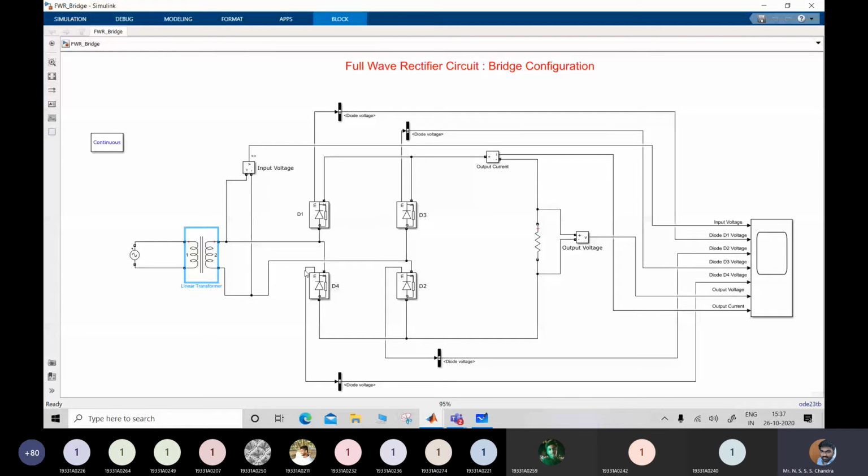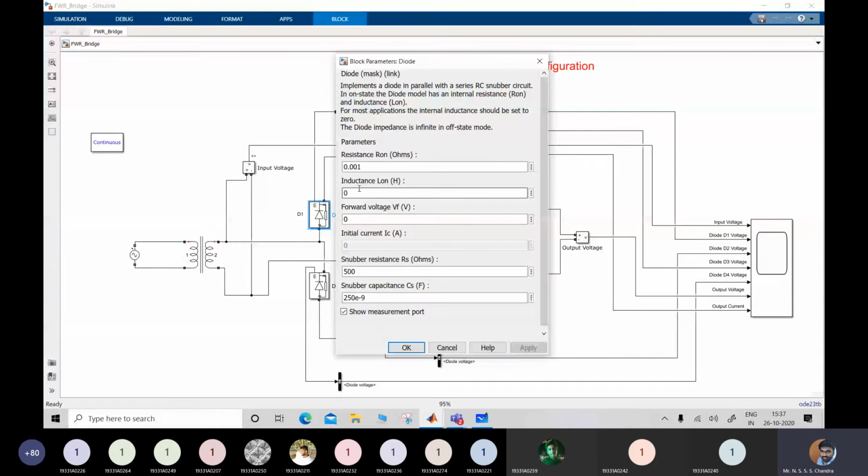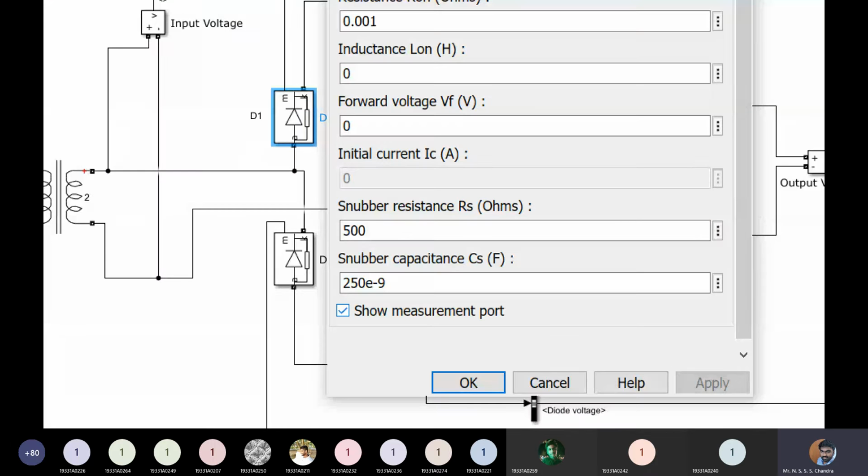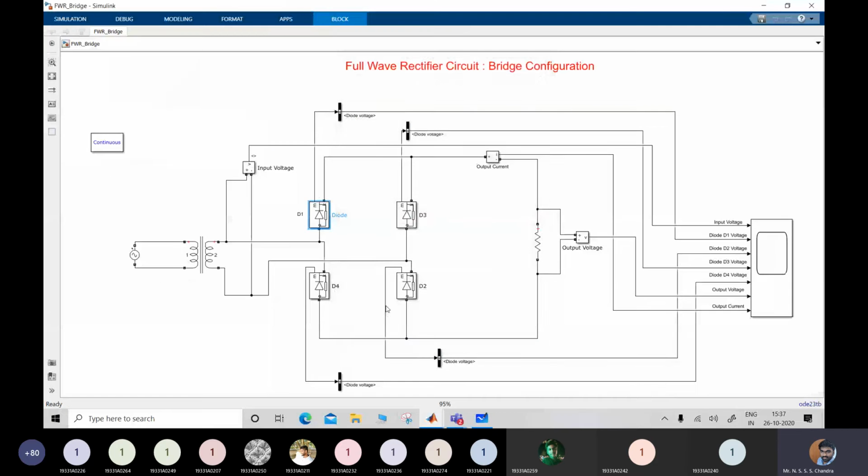Okay, and then for each of the diodes, I've enabled the measurement port. If I click this, I've taken the on resistance as very small, 0.001. Forward voltage I've taken as 0. I'm considering them as ideal diodes. And then I've turned on the show measurement port. Okay, then only I'm getting this terminal called E. So E implies that it's a measurement port. And I'm using the bus selector, in which I'm only considering one signal, which is the diode voltage.